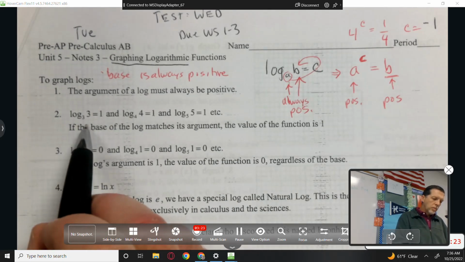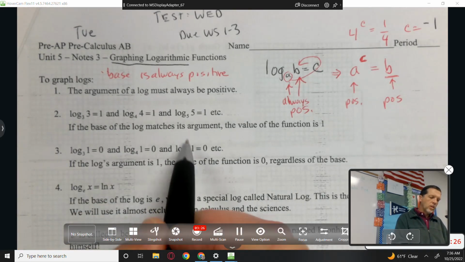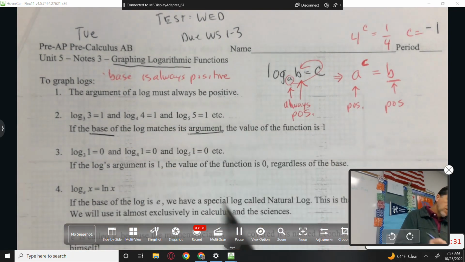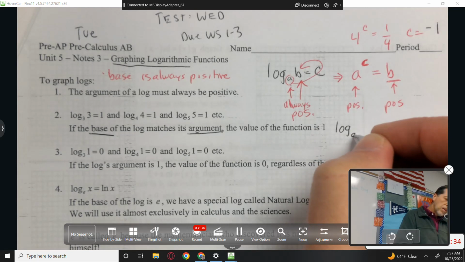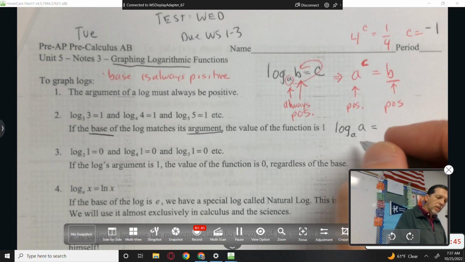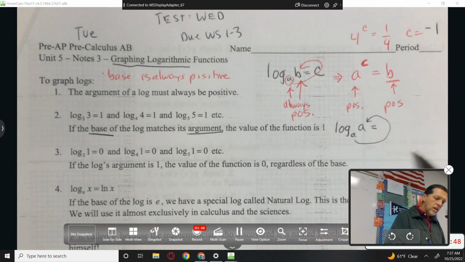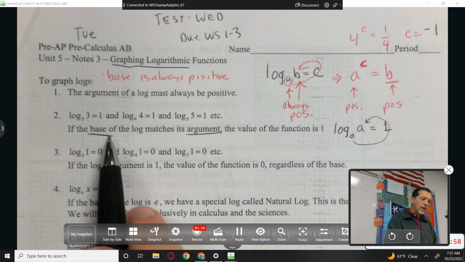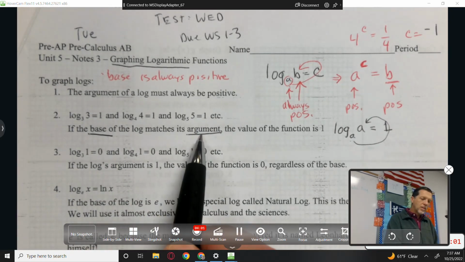Statement 2. Log base 3 of 3 is 1. Log base 4 of 4 is 1. Log base 5 of 5 is 1. If the base matches the argument, meaning you have log base A of A, well, you may not even have to write the loop-de-loop thing or the fish hook. You can just look at it. What log base A of A means is A to what power equals A? Well, that's got to be 1. And so that's why if the base matches the argument, the answer is 1.